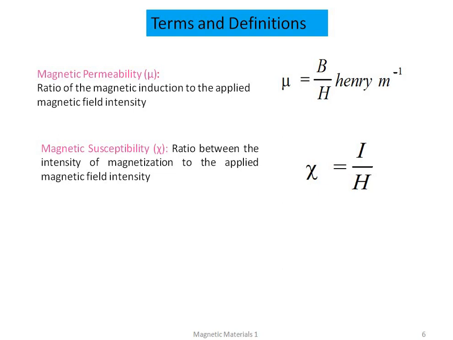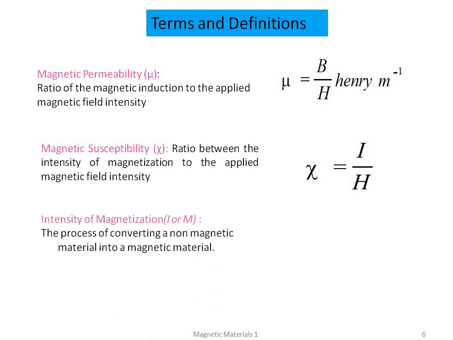Magnetic susceptibility is the ratio between the intensity of magnetization to the applied magnetic field intensity, and it is represented with Xi. So Xi is equal to I by H. What is I? Intensity of magnetization. What is intensity of magnetization? It is the process of converting a non-magnetic material into a magnetic material, which generally occurs when a material is kept under a magnetic field.